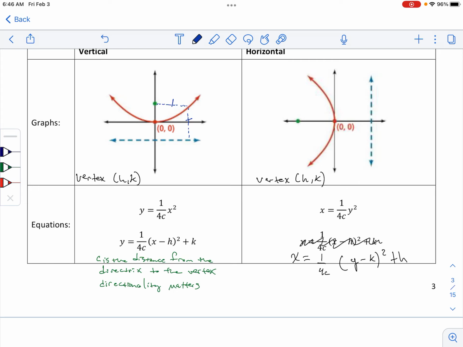Now we're going to look at how to come up with these formulas and why they work. But that c value, where it says 1 over 4c, c is the distance from the directrix to the vertex, which would be the same as the distance from the vertex to the focus point. And the direction in which it goes matters. If we're moving in the positive direction, then that's a positive value for c. If you have to move in the negative direction, that means it's a negative value for c.